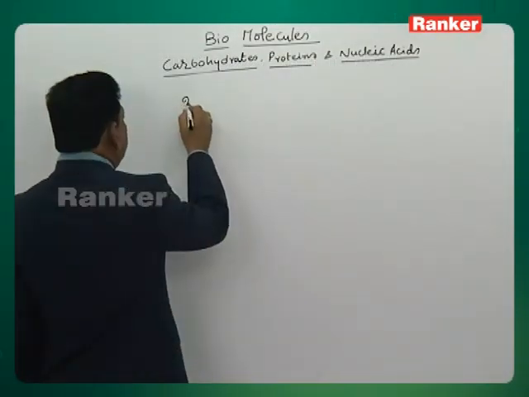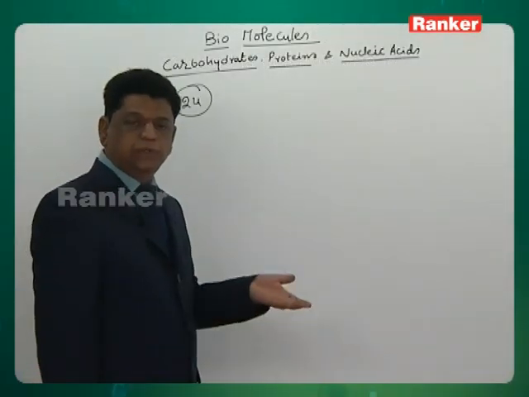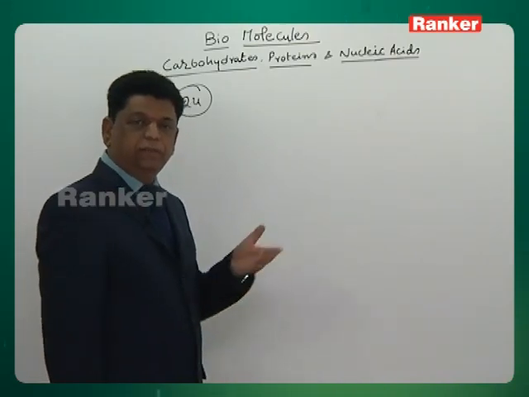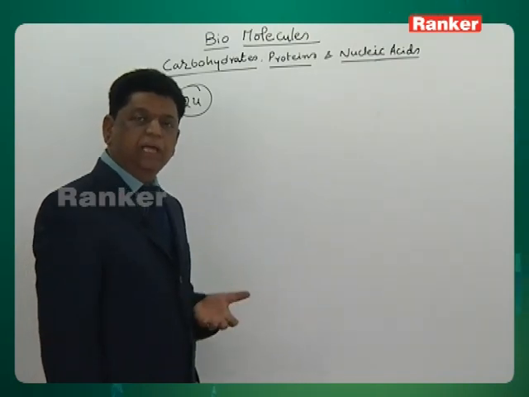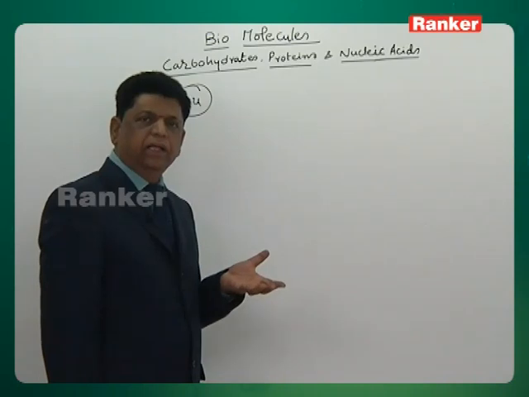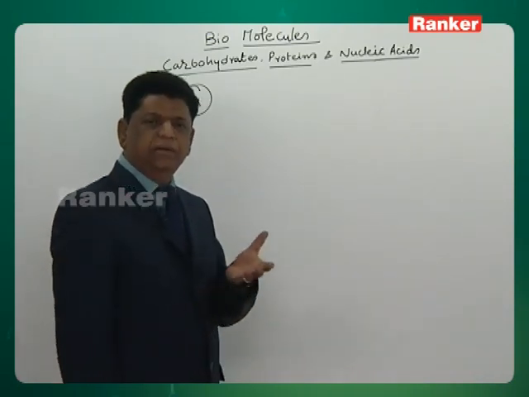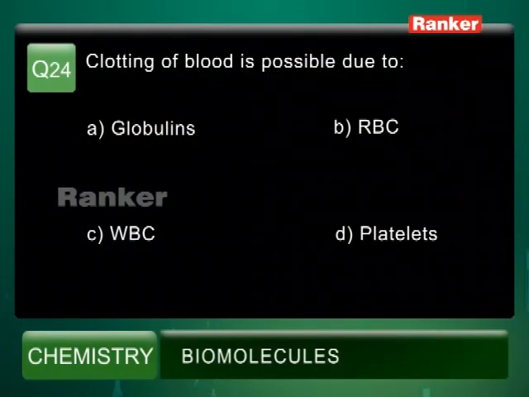Question number 24. Clotting of blood is possible due to what? When blood is exposed to the air, and blood clotting does not take place, the flow will be continuously coming. So therefore, we have a mechanism when blood is exposed to the air. The blood contains something which reacts with oxygen, and a net type of fibrin is formed. He is asking which type of units are responsible.